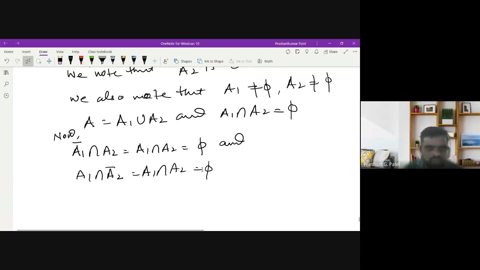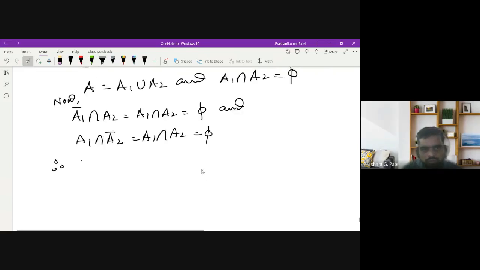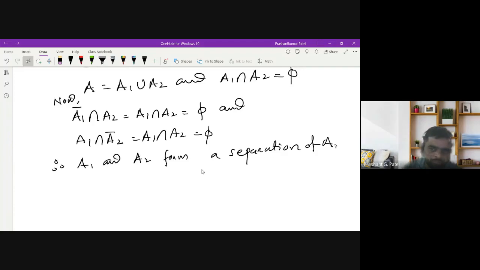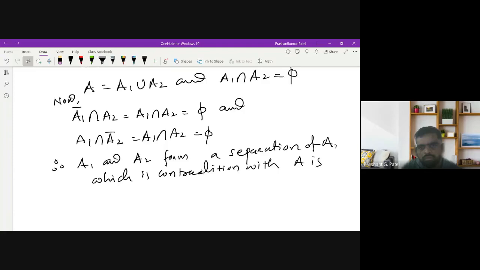So that means A1 and A2 form a separation of A, but which is a contradiction with A is connected. A connected means there is no separation, which is a contradiction with A is connected. Why did we get this contradiction? Because we have assumed that there will be one set which is both open and closed.